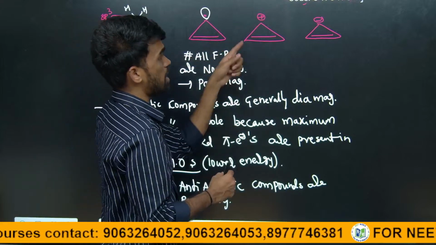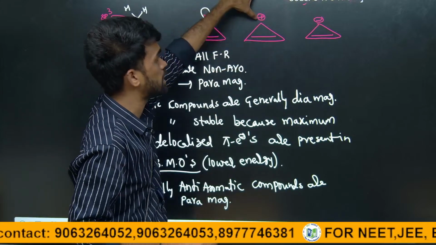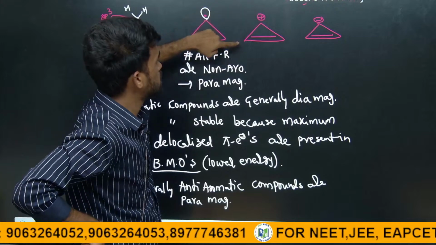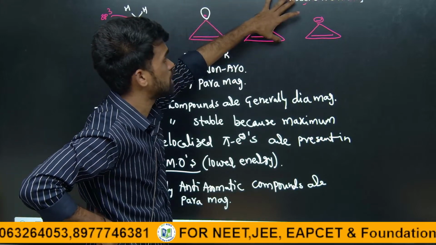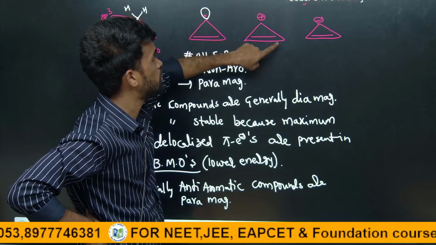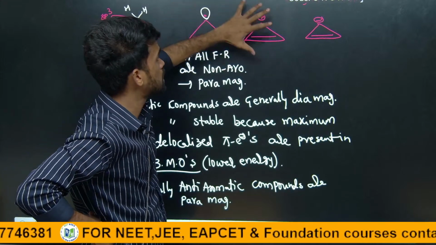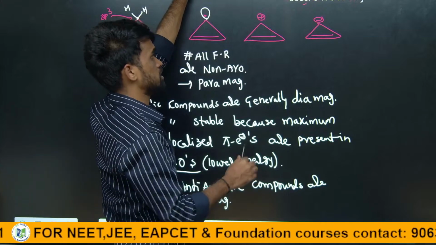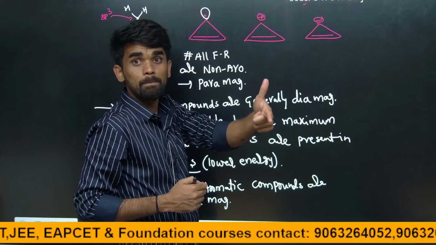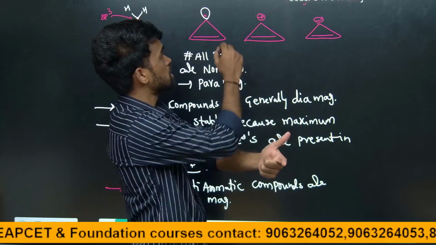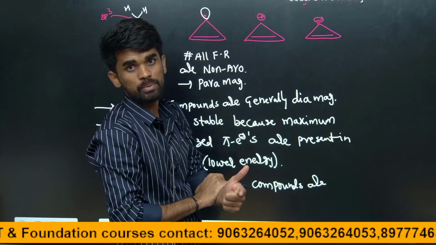Now just look at this. The compound has all carbons. We know carbocation hybridization will be sp2. This is a double bonded carbon. This is also an alkene carbon. So they are sp2 hybridized. This is also sp2. So all three carbons are sp2. So the compound is cyclic. The first condition is obeyed. The second condition is that it should be planar. Yes, the compound is planar because all of them have sp2 hybridization.